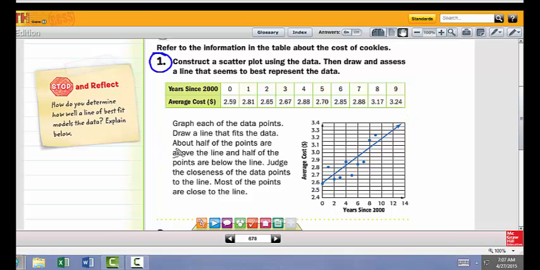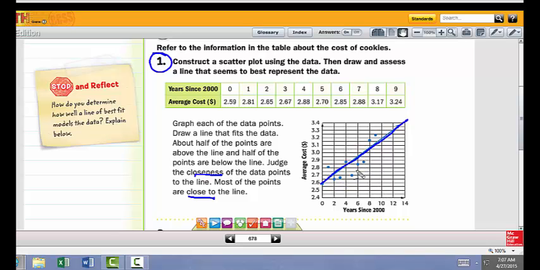And here's a key part of that. About half of the data points are above the line and half of the points are below the line. Judge the closeness of the data points to the line. Most of the points are close to the line. So we could draw this line right through the data points right here, and as you can see, there's 4 above and there's 5 below.